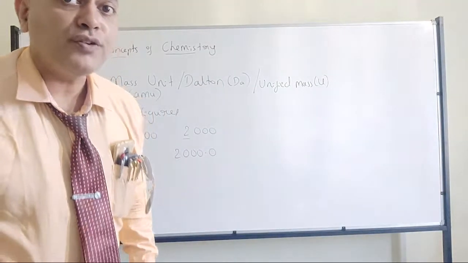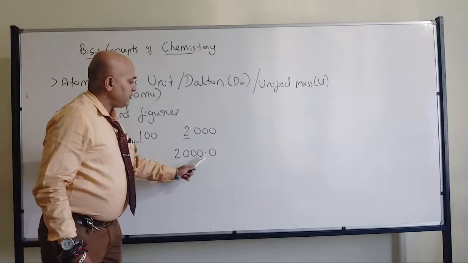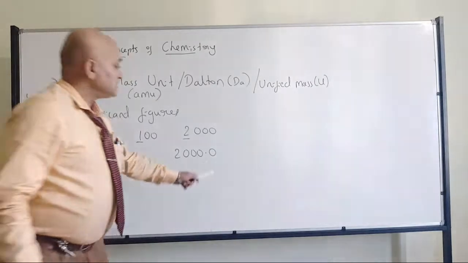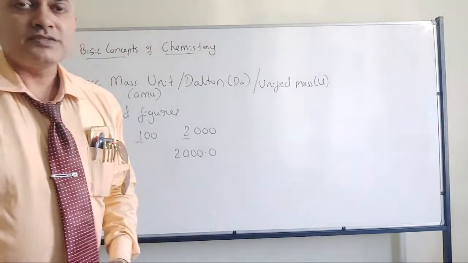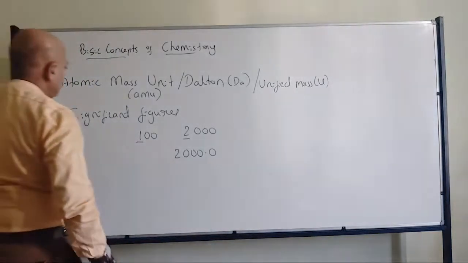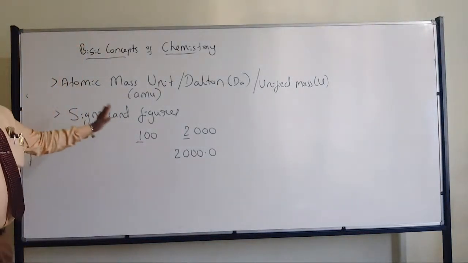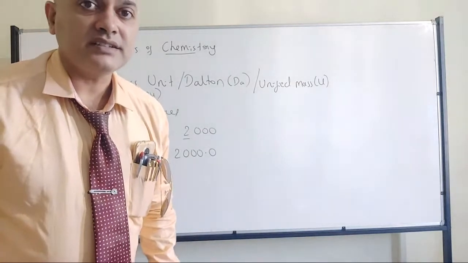Anju, it's not 4, it should be 5. Counting mistake. So 1, 2, 3, 4, 5. Even this 0 we have to consider, because it is after the decimal point. No problem, no need to worry. You can try to give the answer. Fine. That's the concept which we discussed in the last class.